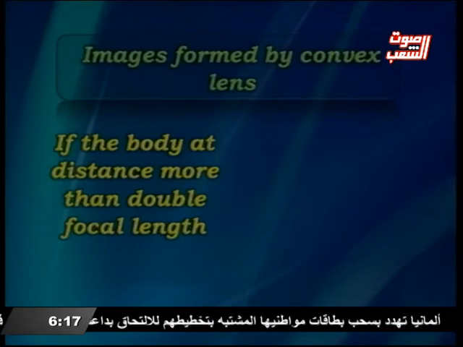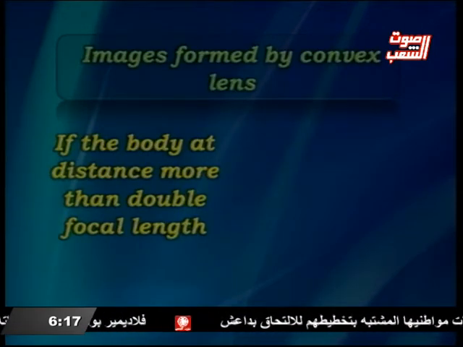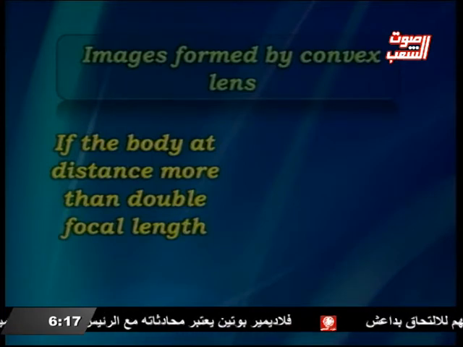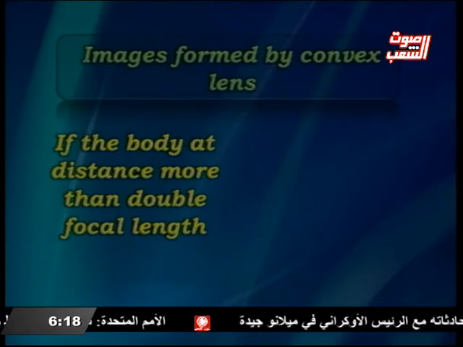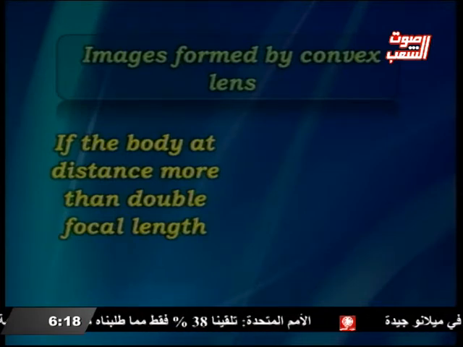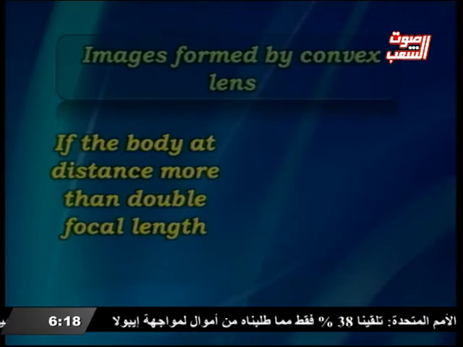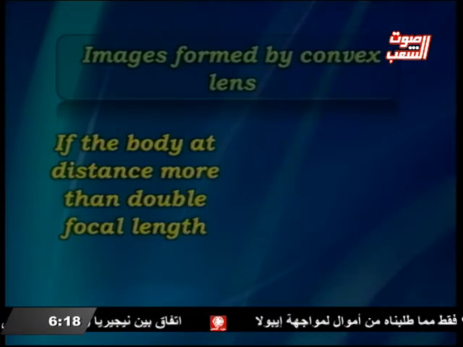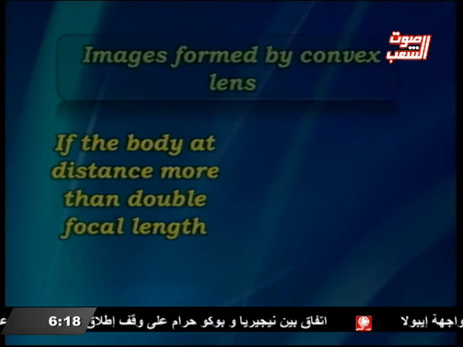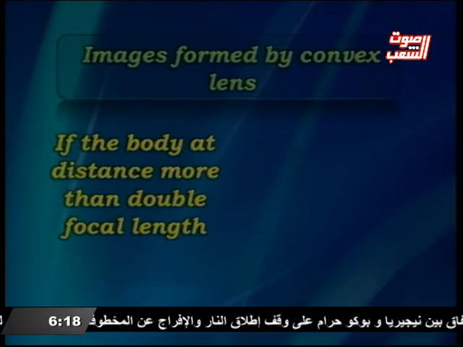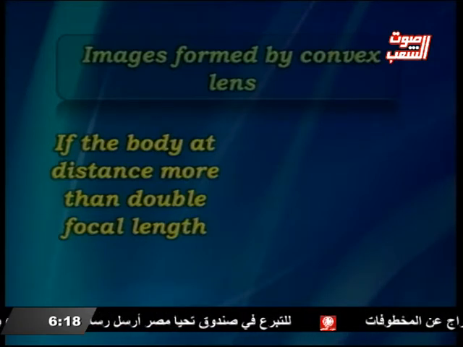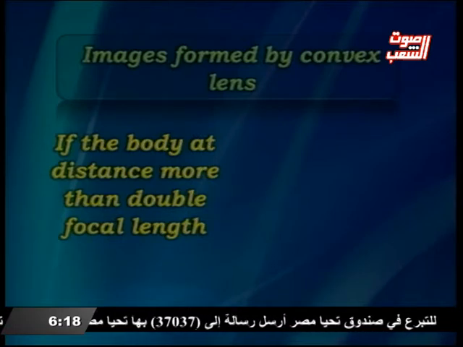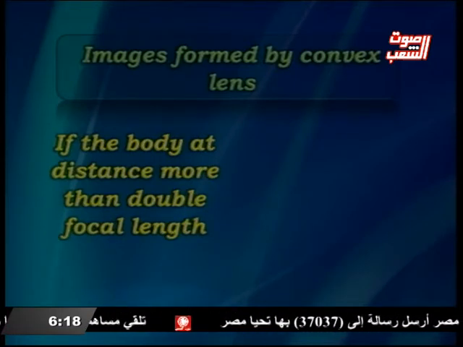After that, we have the image formed by convex lens. It's very, very important for you also. Why? Because you will have a question in any exam or quiz in this part. So, the image formed by convex lens. What is meant by this? If I have the body at different distances, like the mirror. Yes, like the mirror. Why? Because we use mirrors and lenses to make the image very small or very big.